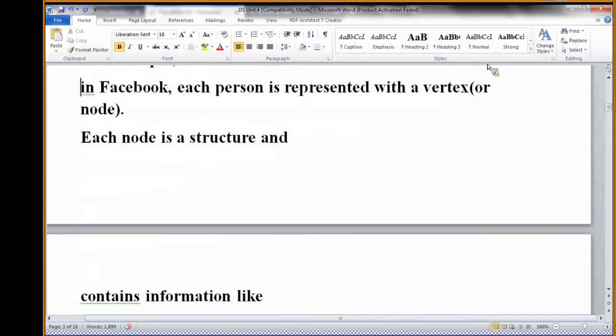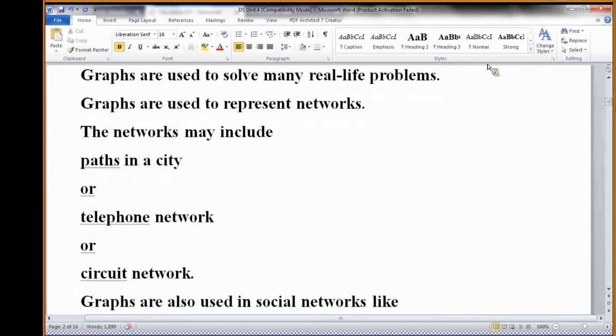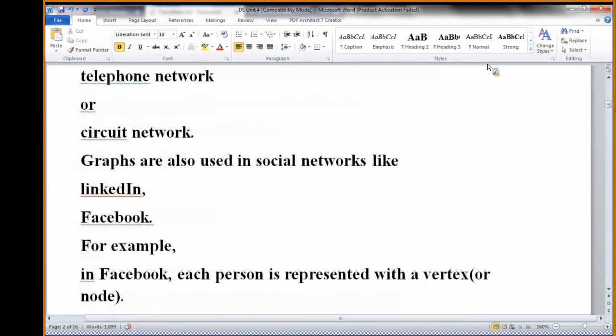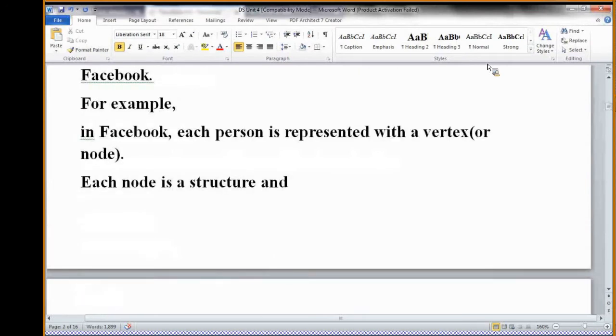Now the real life applications of graphs. Mostly, we use graphs to represent networks. In a city, you have a LAN, WAN, MAN, and so many networks. A telephone network, circuit networks, and even social networks like Facebook and LinkedIn use them. For example, in Facebook, each person is represented with a vertex or a node.